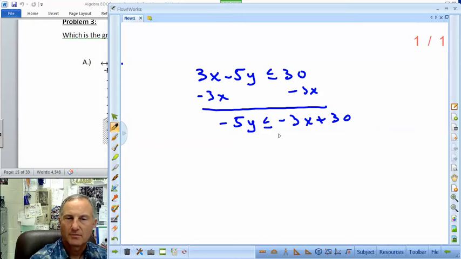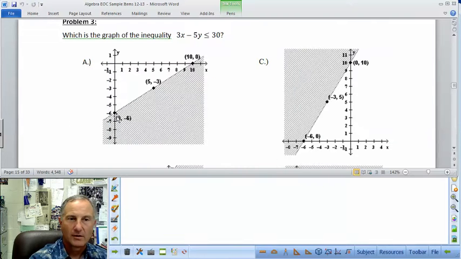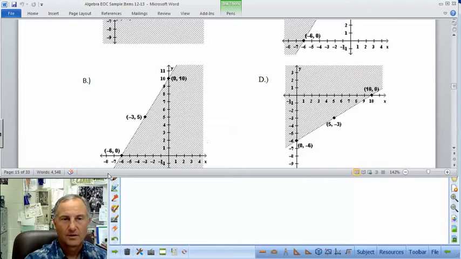You can't actually combine those. I'm going to divide by a negative, and this is another reason why I want to show this. I've got to flip my inequality symbol because I divided by a negative. So it's greater than or equal to positive 3/5 x minus 6. So y equals 3/5 x minus 6. So I got a y-intercept of negative 6. And I look here, that one's got a y-intercept of negative 6. That one doesn't. That one doesn't.